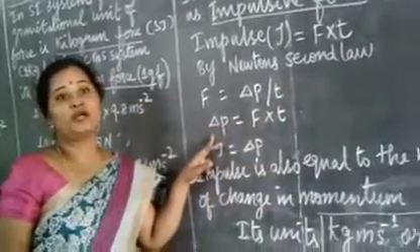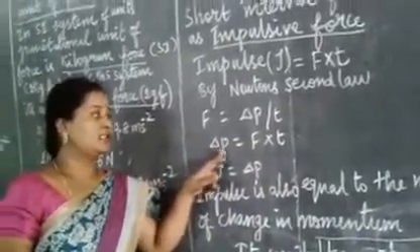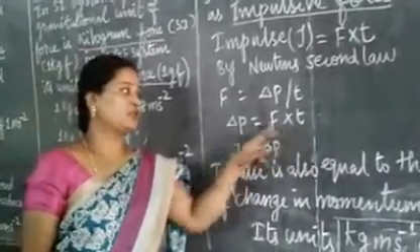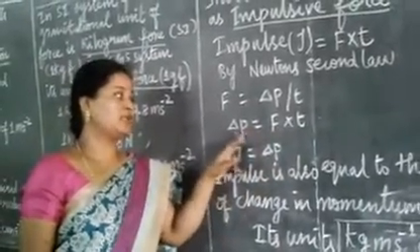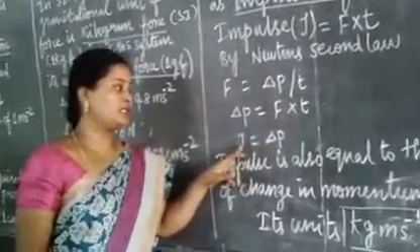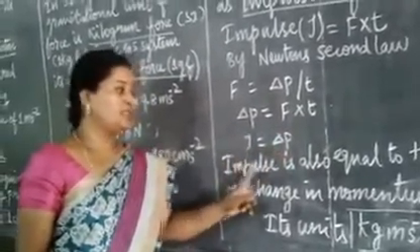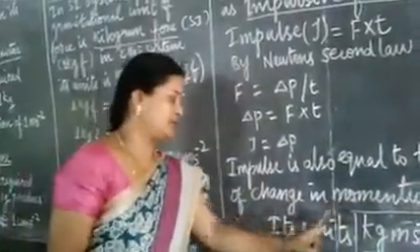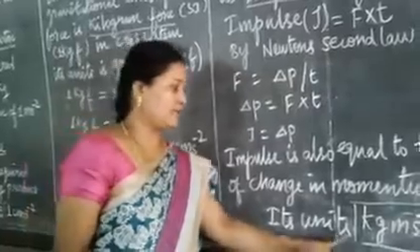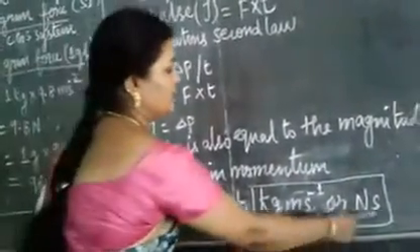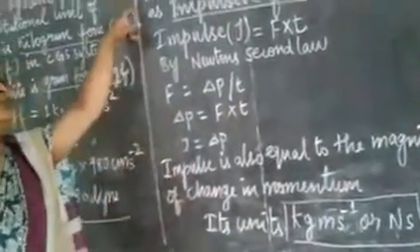Change in momentum is mass into velocity. So delta P, the change in momentum, equals F into T. So impulse is also denoted as delta P equals F into T. So J, impulse, equals delta P. So impulse is equal to the magnitude of change in momentum. Its SI unit is kilogram meter per second or Newton second. This is called impulse.